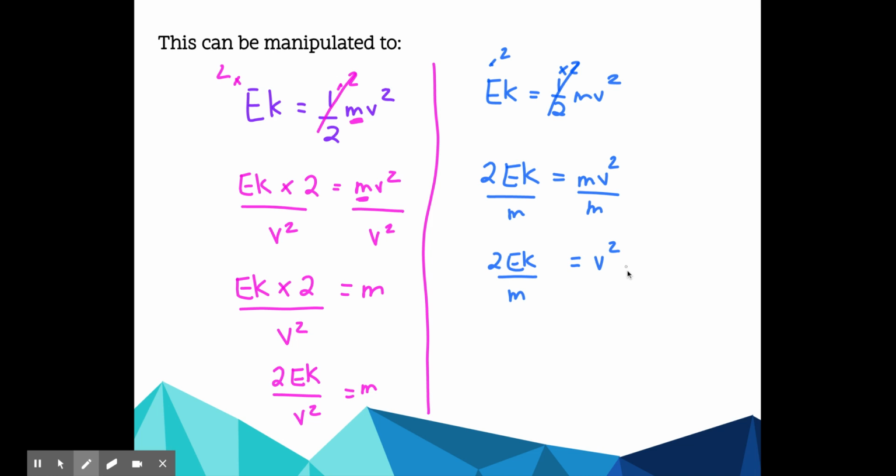Now, this is equal to v squared. We know that we cannot actually have an answer for v if it's v squared. So how do you get rid of a squared? You actually take the square root. So 2EK divided by m, you take the square root of this whole thing, and it's equal to v. So these are the two manipulated formulas, solving for m and solving for v, if you'd like them.